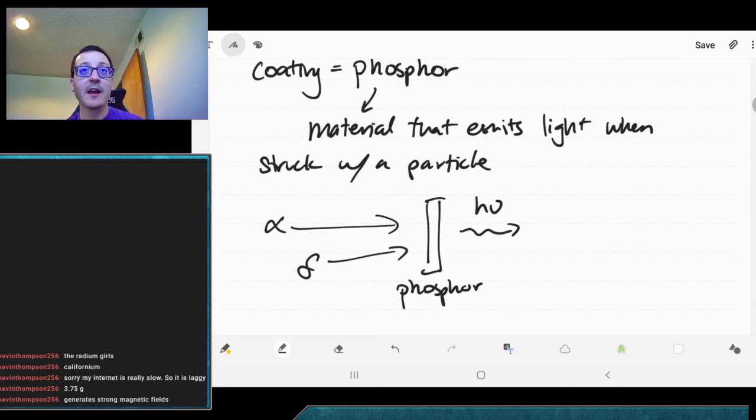will then go to something like a photomultiplier tube or some other detector. We have many ways of detecting light, one of which is a photomultiplier tube. We can convert light photons into electrical signals.